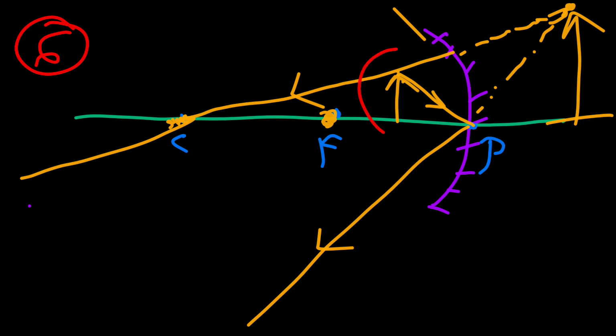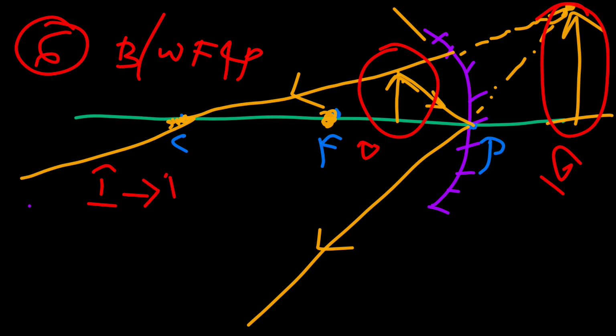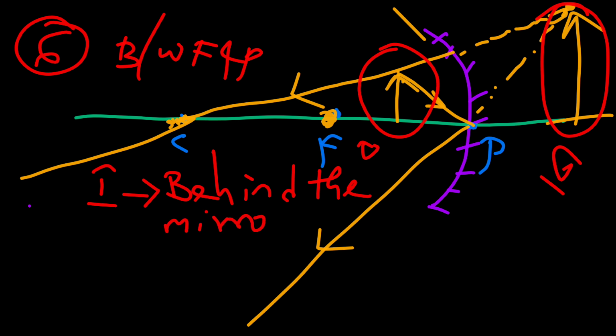So look at it carefully. This is the object, and this is the image. Where is the object? The object is in between F and P. What about the image? The image is behind the mirror. So you have to write like this, behind the mirror, because the image is inside the mirror, right? So this cannot be caught on the screen. Behind the mirror. What about the size? Size is again enlarged.